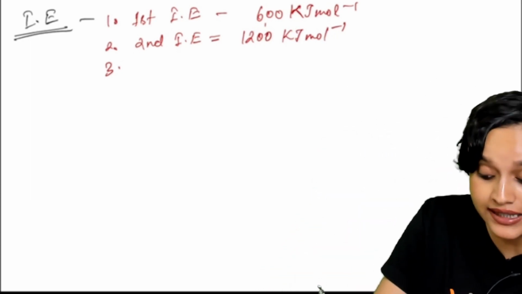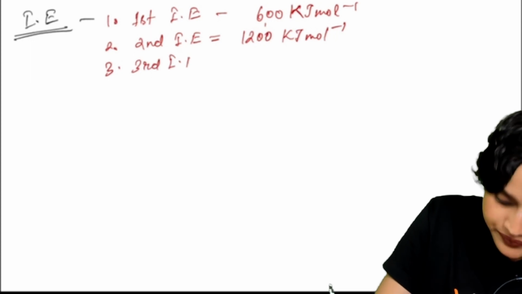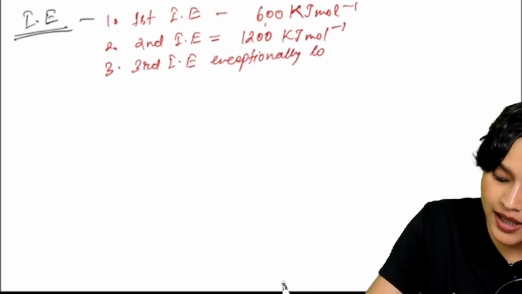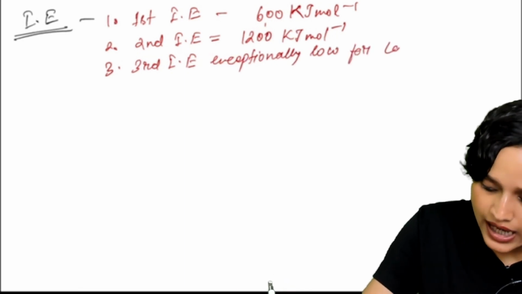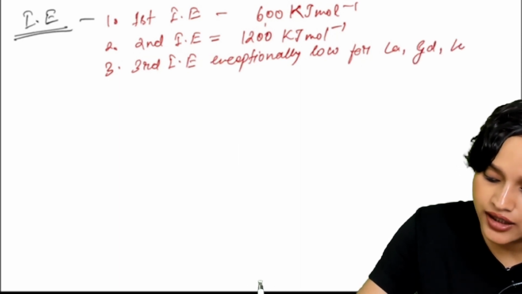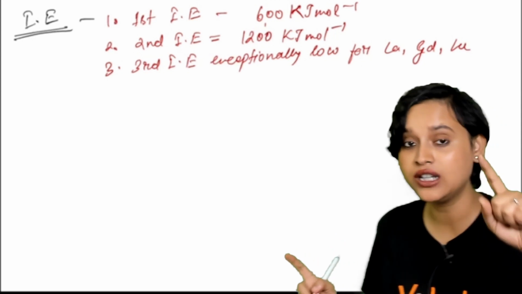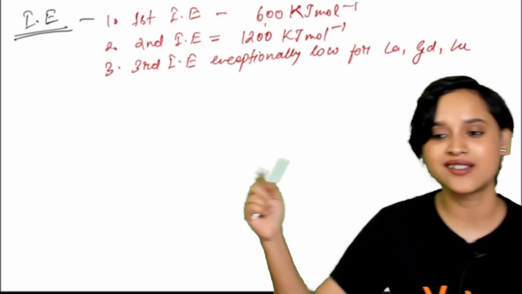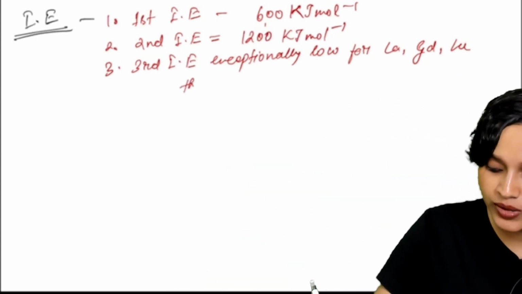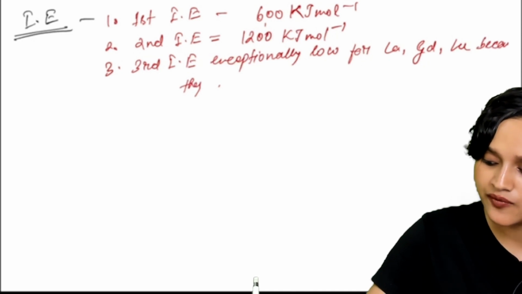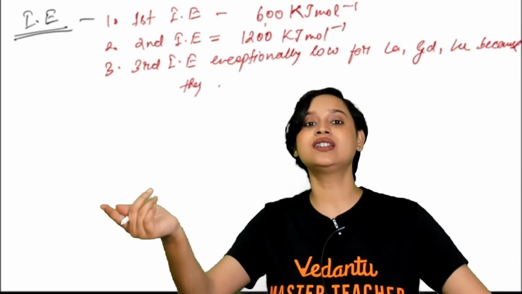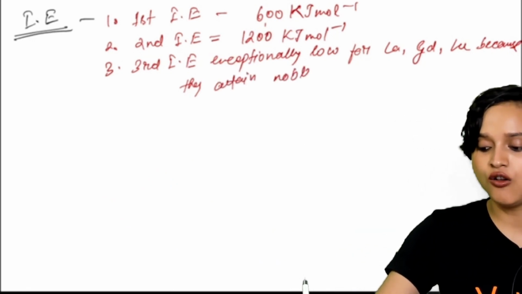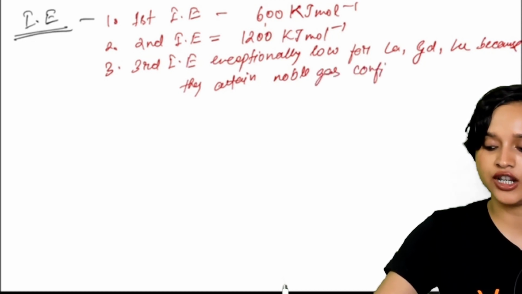Okay, let's write that down. Third IE, exceptionally low for La, gadolinium, Gd, and lutetium. This is something that you have to know, okay? Because from here questions might come, all right? They attain the noble gas configuration. The moment they lose the third electron, they attain noble gas configuration. Cool, everybody?